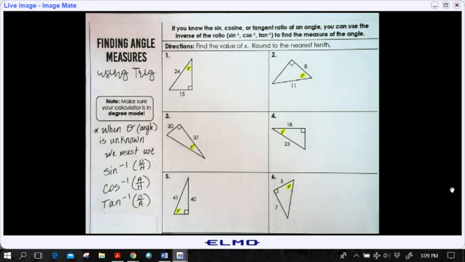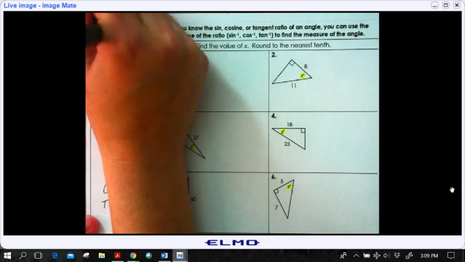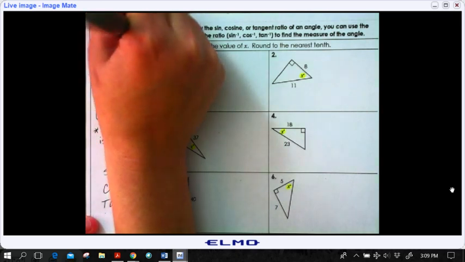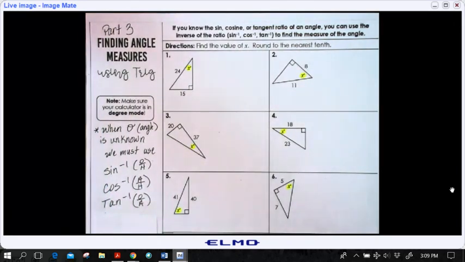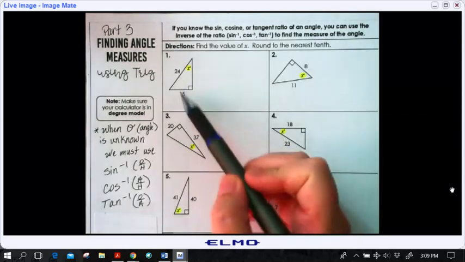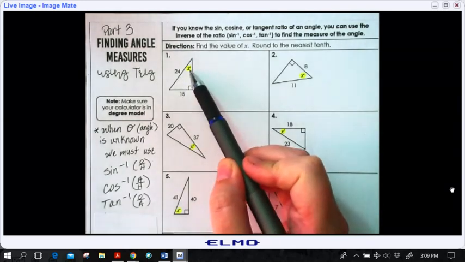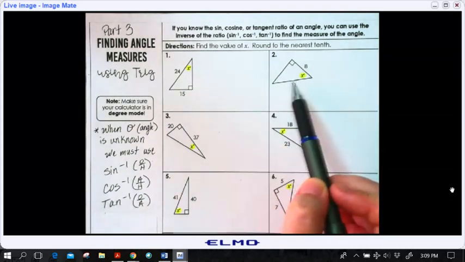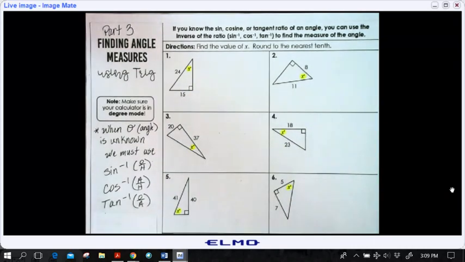All right, so we are ready to finish up this lesson. This is part 3. And so everything that we're going to be doing over here is finding missing angles. So in this case, we know 2 side lengths, but we have a missing angle. And I've gone ahead and highlighted all of my missing angles.